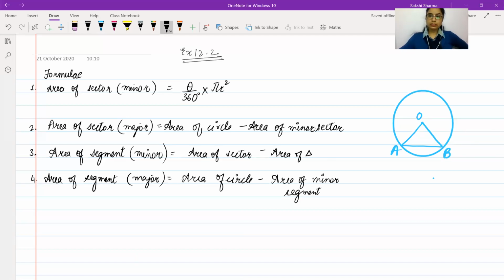I've drawn a circle here with center O, and I've taken a point P on arc AB. The central angle subtended by the arc AB is indicated as theta. Then the area of the sector minor is theta over 360 into pi r square. Sector is part of the area of circle. So it's part, this is a fraction of the area of circle.